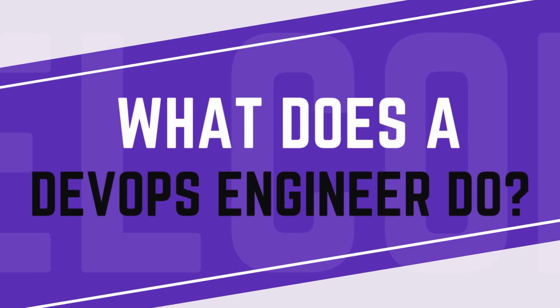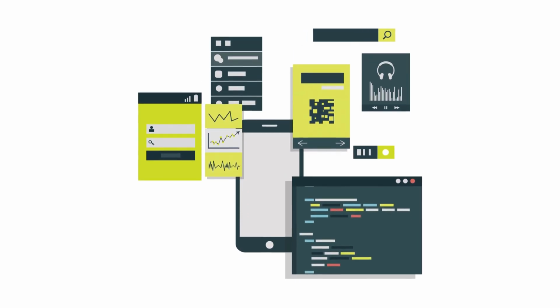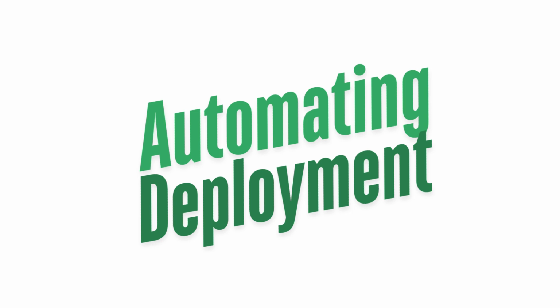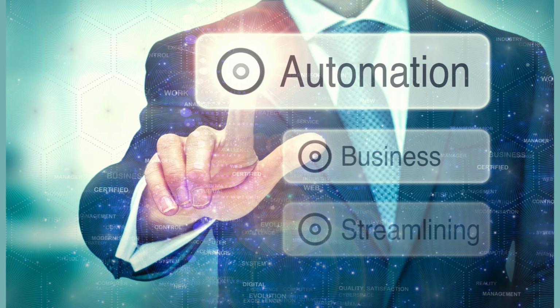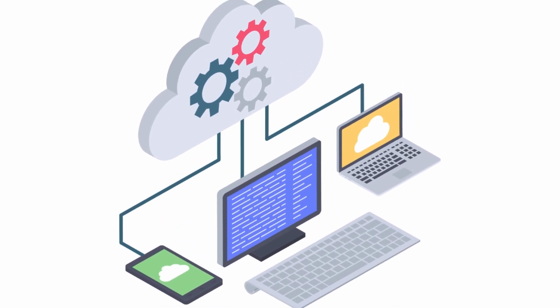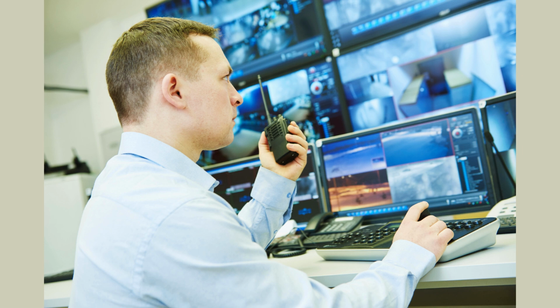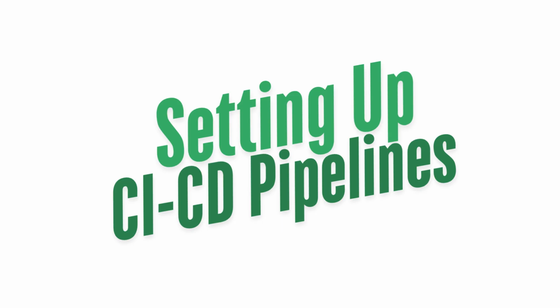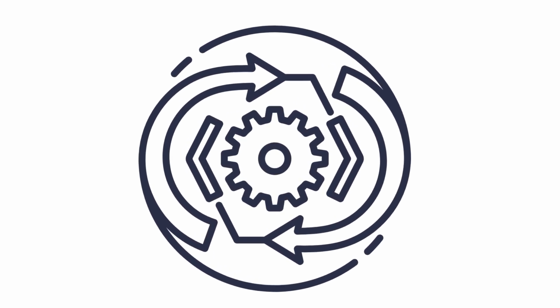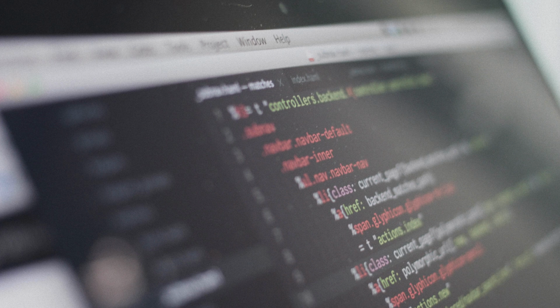What does a DevOps engineer do? A DevOps engineer is like a bridge between developers and IT operations. Their jobs include automating software deployment so updates can be released faster. Also, managing cloud infrastructure using platforms like AWS, Azure, or Google Cloud. Then monitoring and security, keeping applications running smoothly and securely. Setting up CI/CD pipelines to automate testing and deployment. Scripting and automation, that's writing scripts to reduce manual work so things happen automatically.